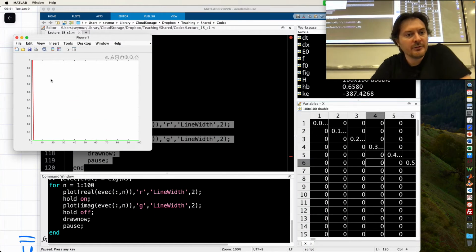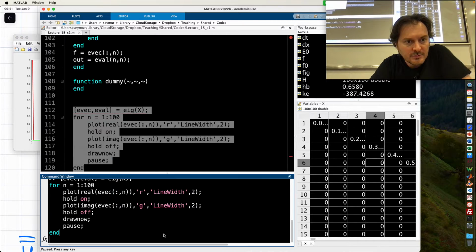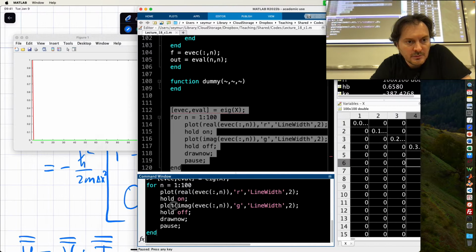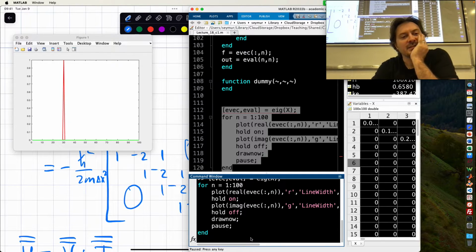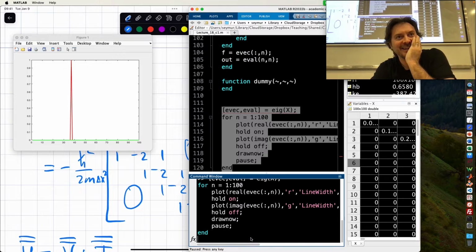So this is the first eigenvector. As you can see, it's over here. Then I continue. The second one. Okay, one moment. The second one, third one, fourth, fifth, sixth. Do you see it?